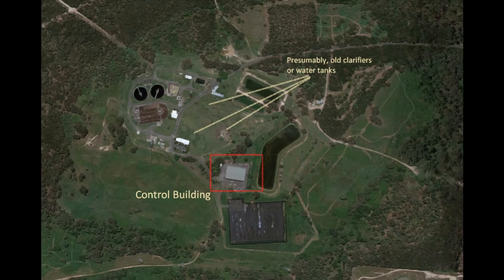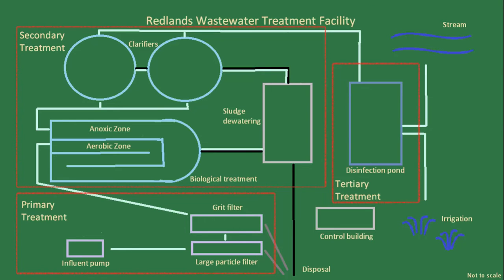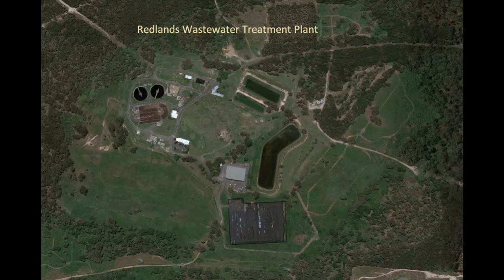From this control room, engineers monitor factors like pH, dissolved oxygen, biological oxygen demand, microbe demographics, nutrient concentrations, chlorine residues, and flow rates. Essentially, they ensure that the treatment plant runs flawlessly. In the event of an issue, engineers are always on call and ready to respond to the situation. And that is the treatment process of wastewater at the Redlands treatment plant.